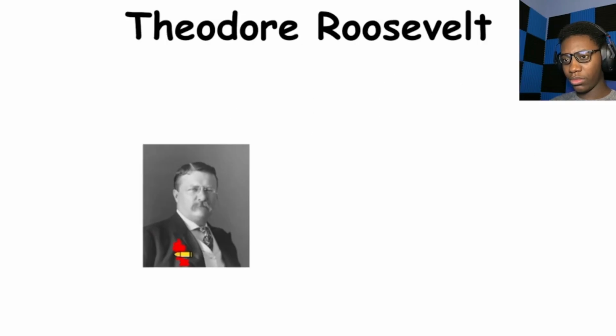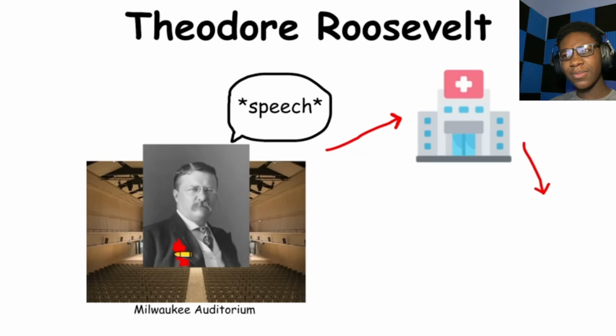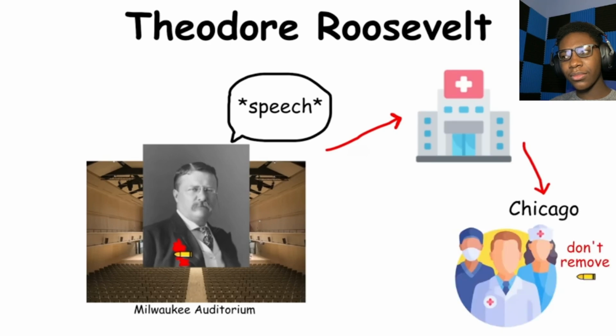Despite the bleeding and the bullet still inside him, Roosevelt decided to give the speech he had planned in the Milwaukee auditorium. After his 1-hour speech, he was rushed to a local hospital and then to Chicago, where the doctors decided against removing the bullet.